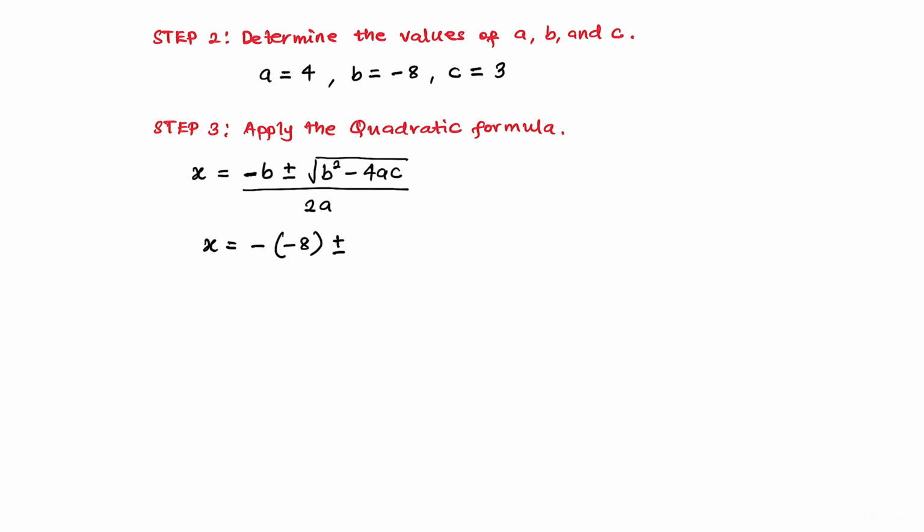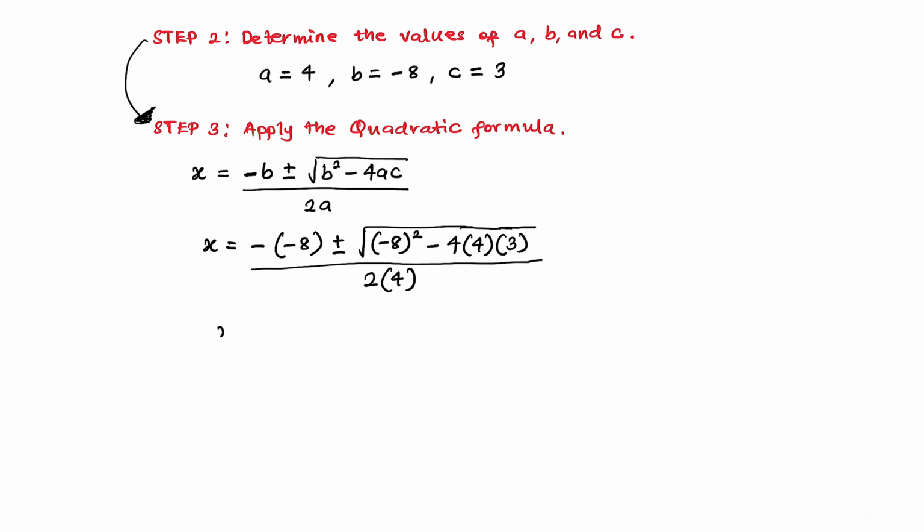Then plus or minus the square root, b square, which is negative 8 square, minus 4a, which is also 4, and the value of c is 3. So we simply substituted step 2 into the formula we are using in step 3. Divided by 2, and the value of a is 4.